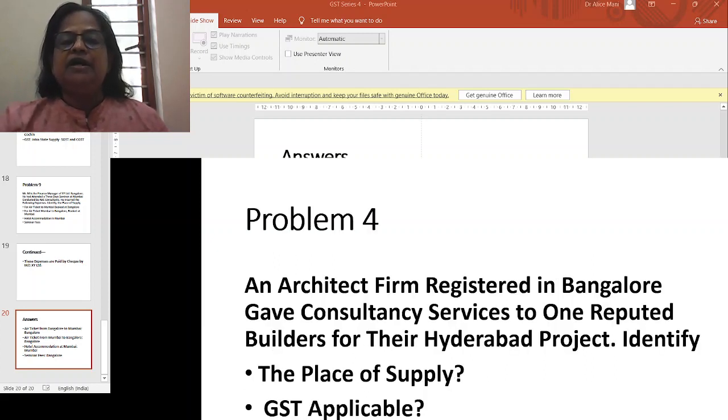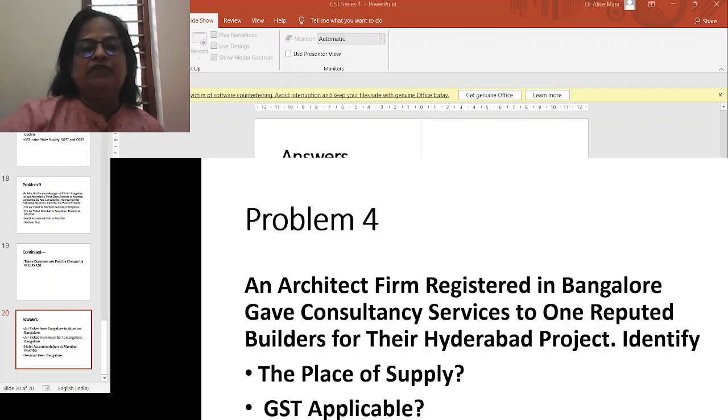Next is, an architect firm registered in Bangalore gave consultancy services to one reputed builders for their Hyderabad project. Identify the place of supply, GST applicable. What will be the change in GST if consultancy is provided to builders Bangalore project?